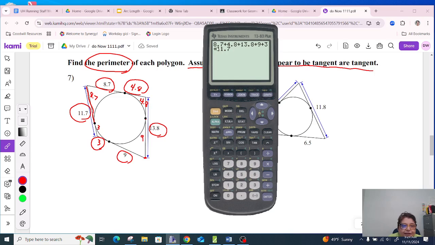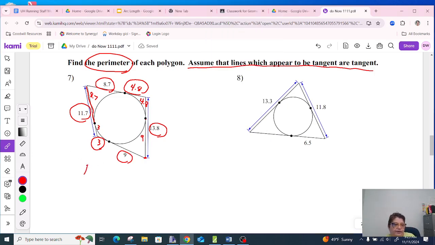I always double check, make sure I put in all of them. 8.7, 4.8, 13.8, 9, 3, 11.7. Okay, I got them all. Did everybody get 51? Yes. So the perimeter is equal to 51.